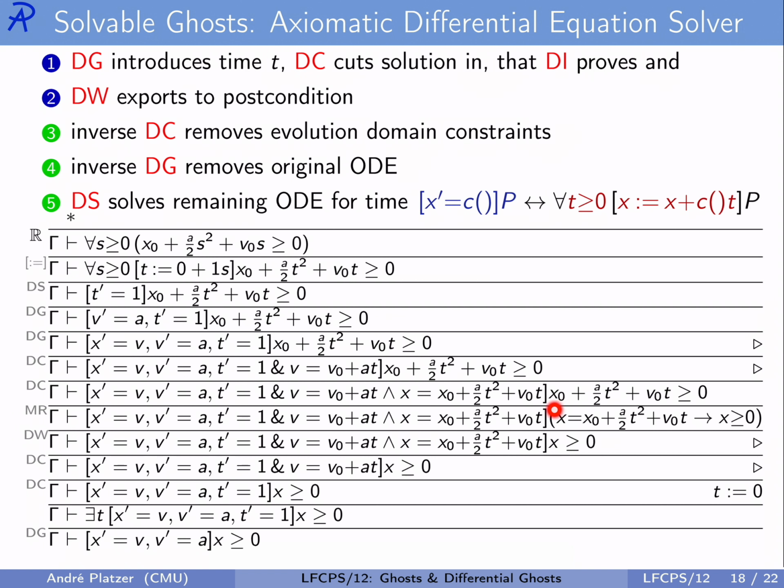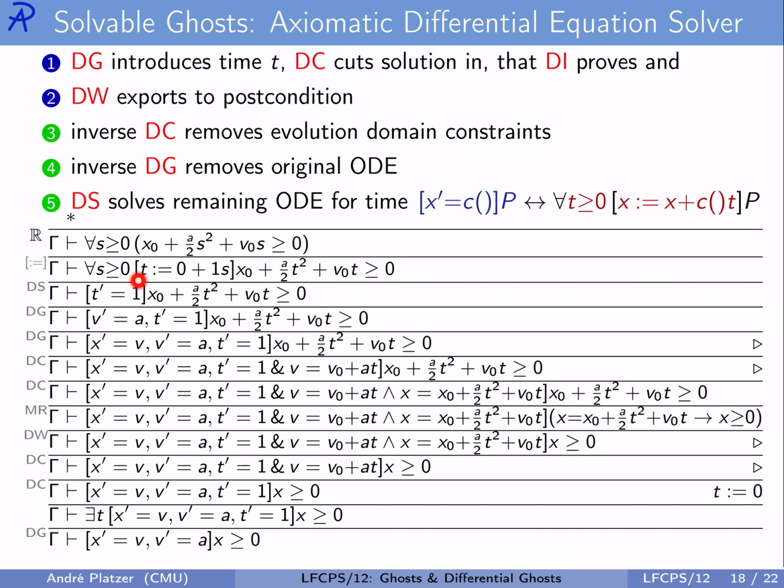And then we can, again, use a differential cut in a backwards direction to delete this solution and part of the evolution domain constraint. Do that again with the velocity. Now we can use an inverse differential ghost, because remember, it was an equivalent. So just like we could use it back there to introduce a time variable, now we can use it in the backwards direction to delete a position variable. Why? Well, only because we didn't mention it anymore in the argument. And having done so, we can also use the differential ghost axiom in the inverse direction to delete the velocity. Why? Well, because we don't mention it.